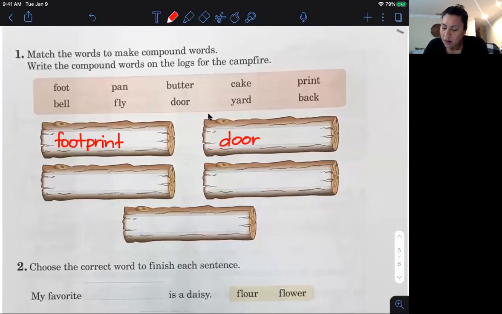Door, door butter, door cake, door back, dooryard, doorbell. Bell makes sense with door. Pan butter, pan yard, pancake, pancake. That makes sense. Let's see what else.